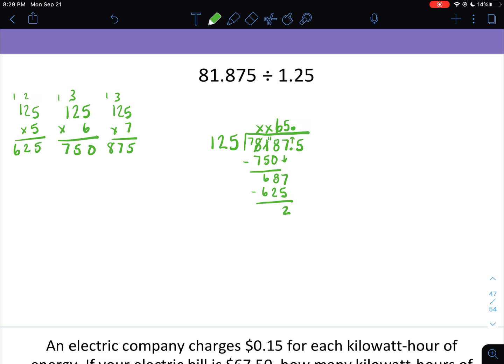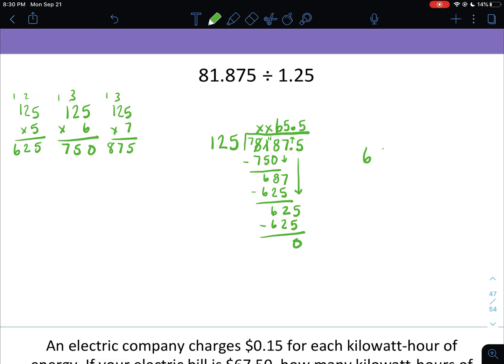625. Subtract. 7 minus 5 is 2. 8 minus 2 is 6. 6 minus 6 is 0. Perfect. So bring down the 5. Oh, 625. Perfect. I know that it goes in 5 times evenly. So 5 times 125 is 625. Subtract and you get 0.